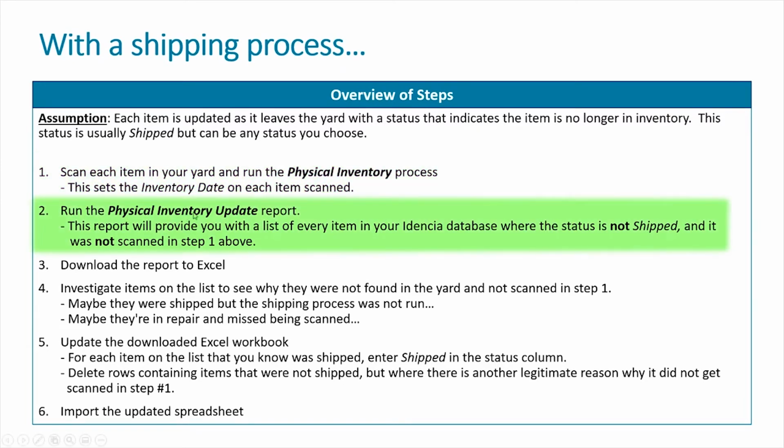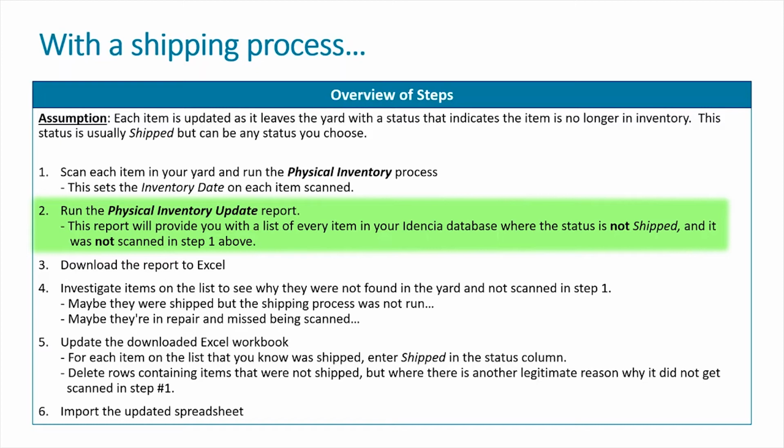So then you run the physical inventory update report, and that report is going to spit out a list of every item in your database that is not shipped. So it should be showing up as in your yard in the database, but it was not scanned in step 1. Basically those would be items that are supposed to be in your yard but it's not, because it didn't get scanned, and it will give you a list so you can research those items and find out maybe it was set off to the side because it needed repair and it just accidentally didn't get scanned when you did the physical inventory scanning.